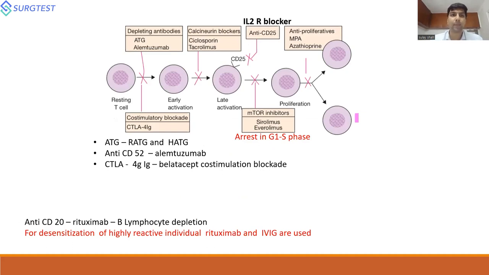So this is again picked up from a very simplistic but very useful diagram. As already mentioned, for hyperacute rejection, you have to prevent it by doing cross-matching. Chronic rejection, you have to prevent by preventing acute cell-mediated and acute antibody-mediated rejection. So how do you do that?